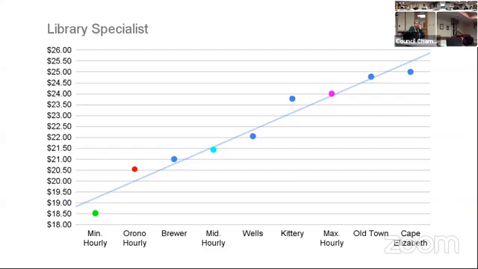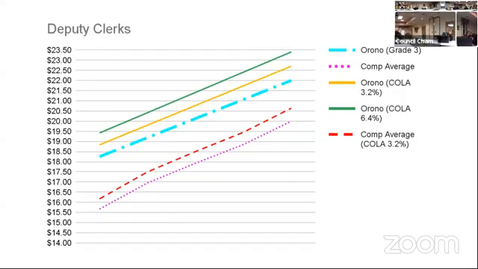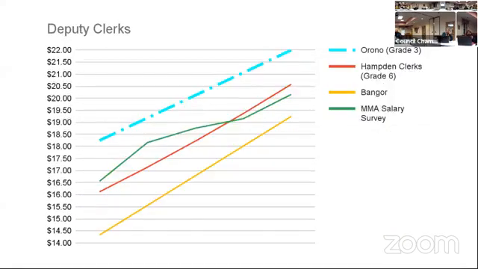Library. So, oh, go ahead. I'm looking at the deputy clerk graph. Yep. Making sure I understand it correctly. When you go to the 3rd grade, yep, grade 3, is that right?